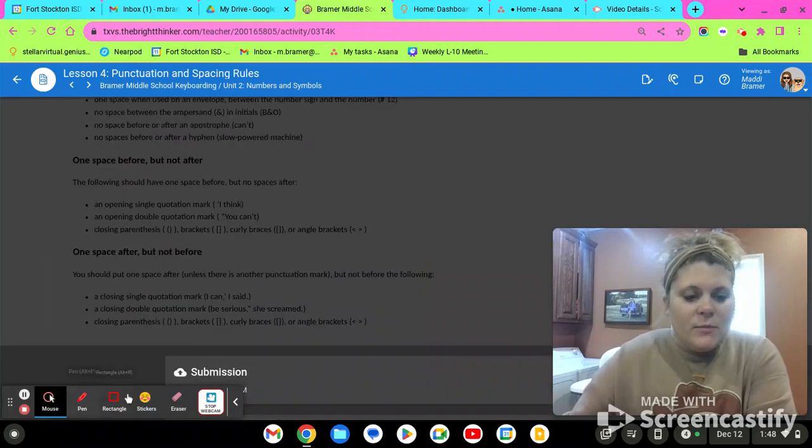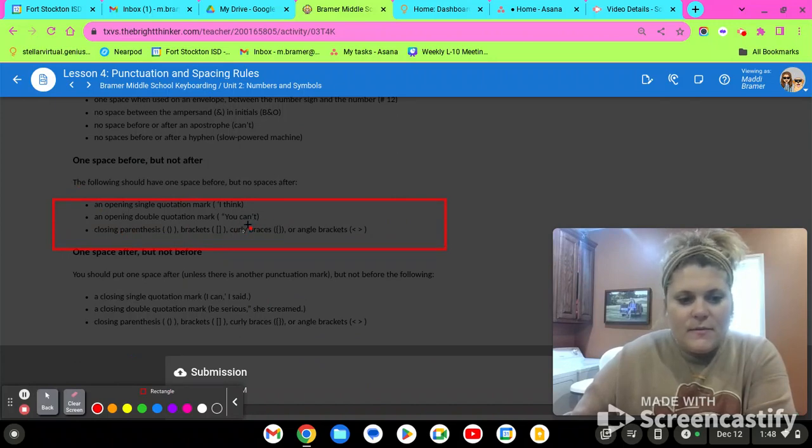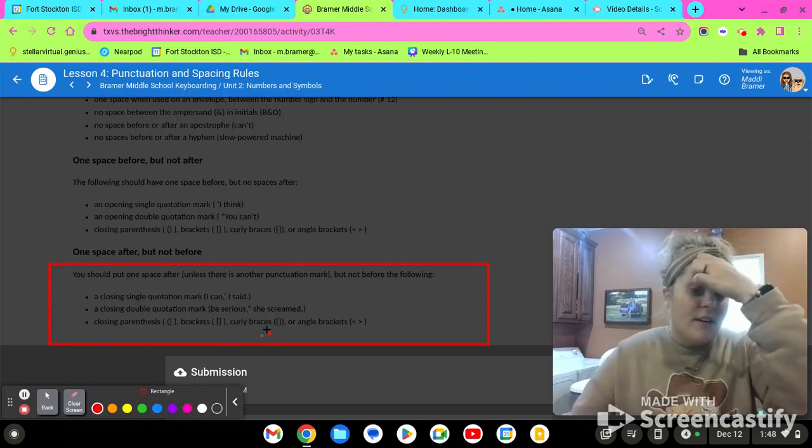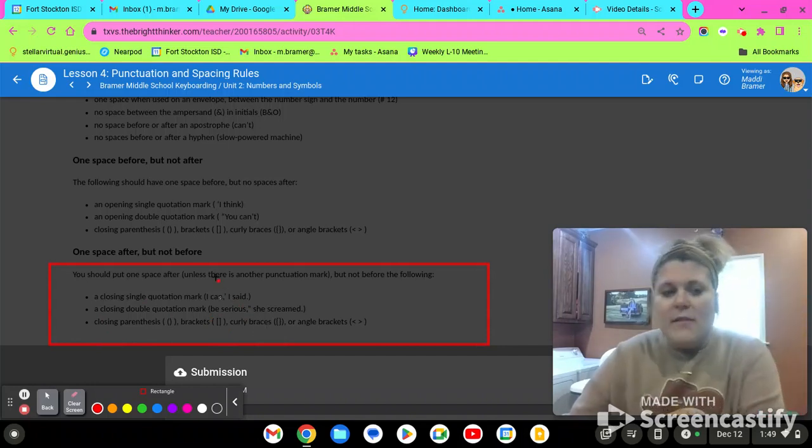All right, one space before, but no spaces after. So if you're opening a quotation mark, if you're opening a double quotation mark, you put a space before. Closing parentheses, brackets, any kind of brackets, you're going to have one space before, but none after. And then one space after, but not before. A closing single quotation mark, a closing double quotation mark, and closing parentheses. So when you're closing, you just have it after and not before. When you're opening, you have it before and not after.